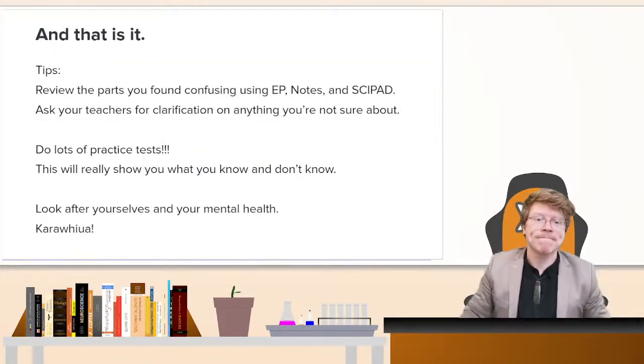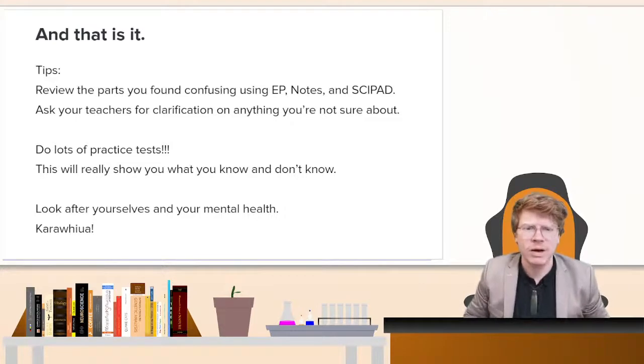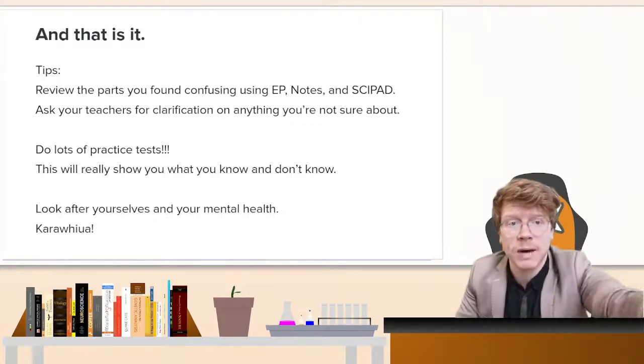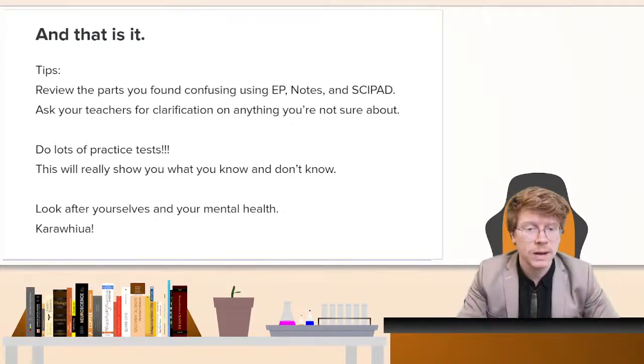And that's it. That's everything. In just over an hour, we've covered everything roughly. Not super well, right? Hopefully this has given you an idea of exactly what you need to cover for these externals. My suggestions would be that you go through this and make sure you make a note of which parts you found confusing. You review those parts using EP, notes, SciPad, all of that sort of stuff. And you can ask us, ask your teachers exactly what you need.